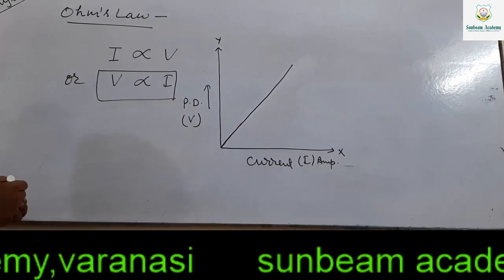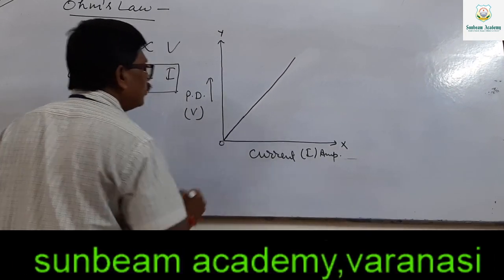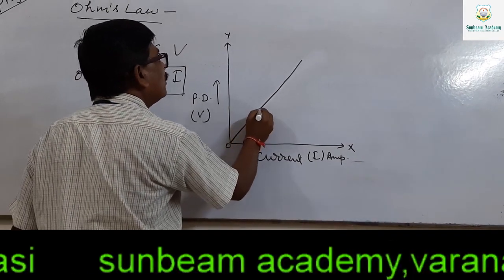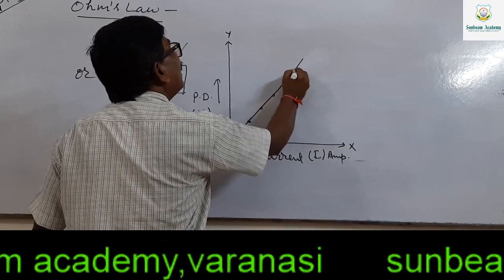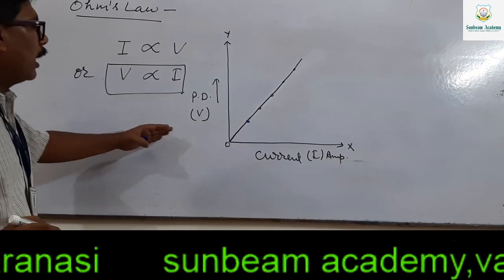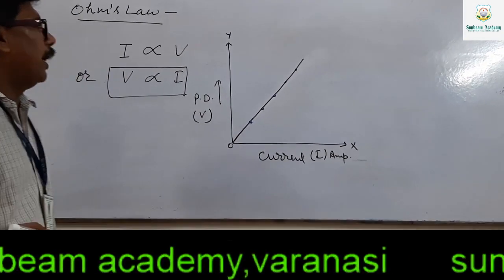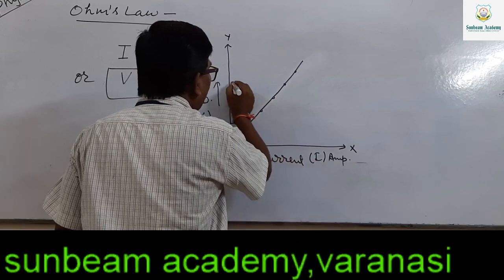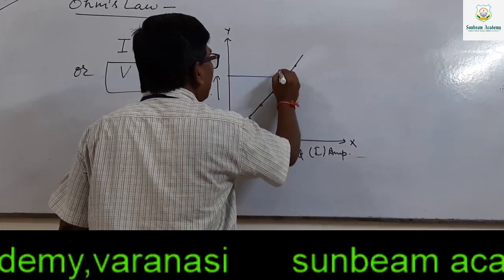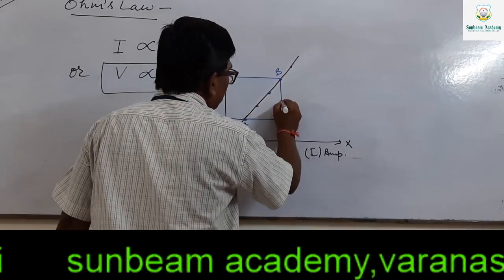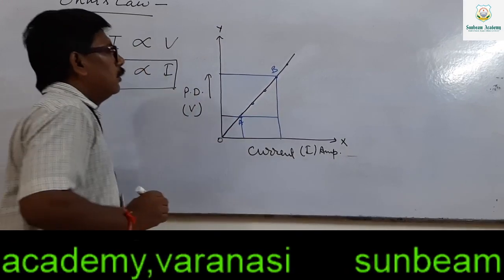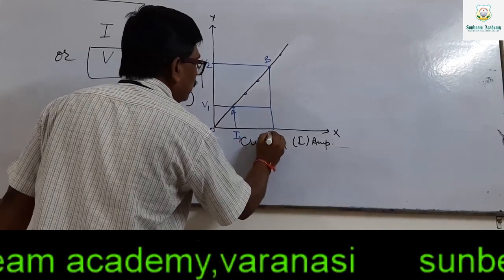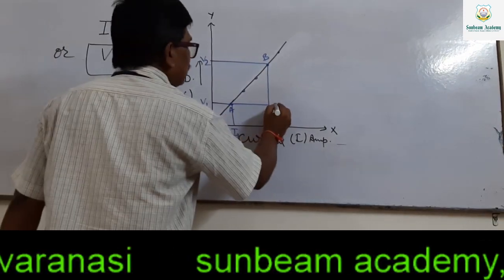You will get a straight graph. By taking different values at different points, suppose these are the values, you will get a straight graph when you plot the graph between V and I. When you take any two points on the graph, suppose this is A and B, this is V1, this is V2, this is I1 and this is I2 and this is C.